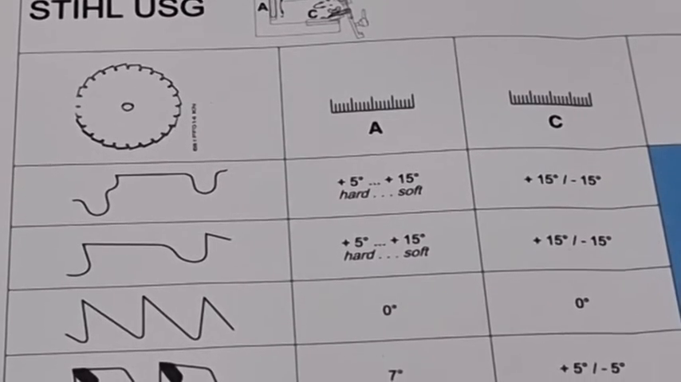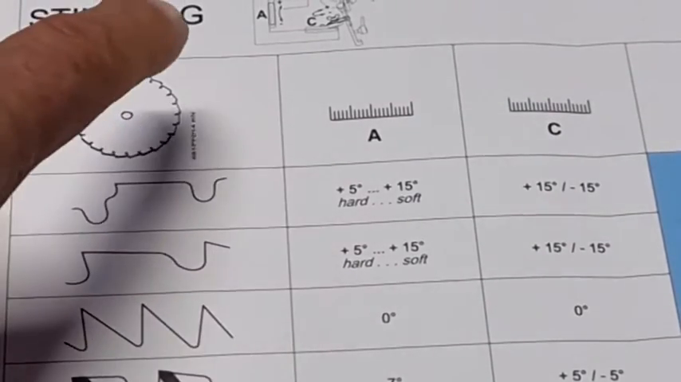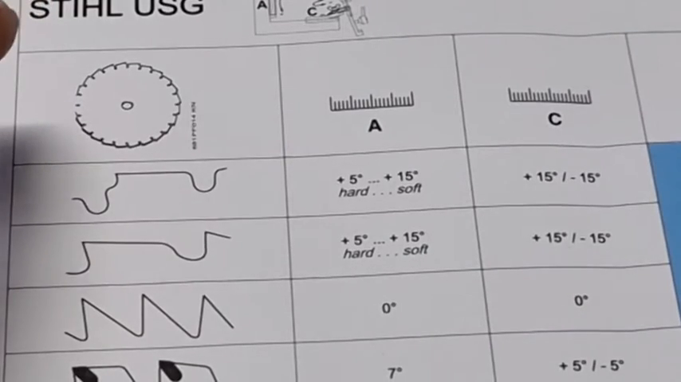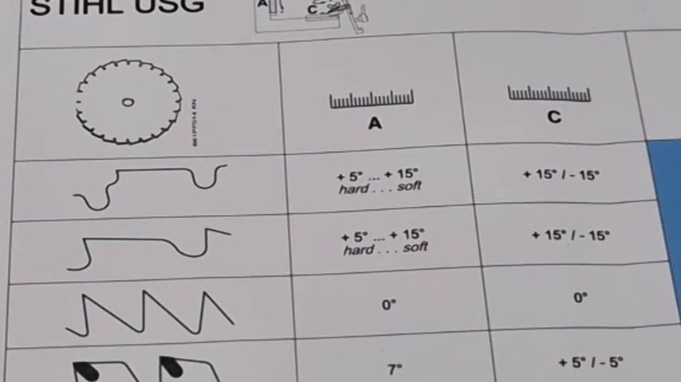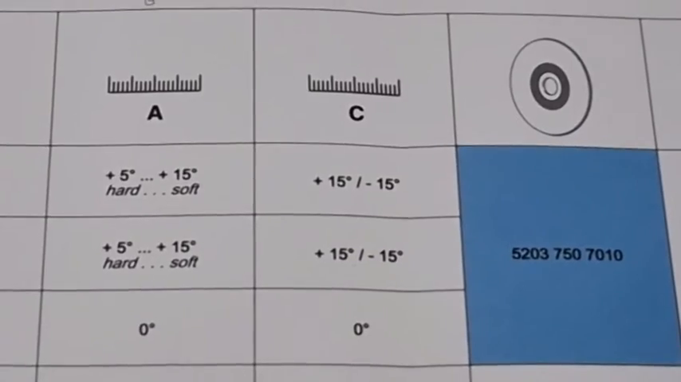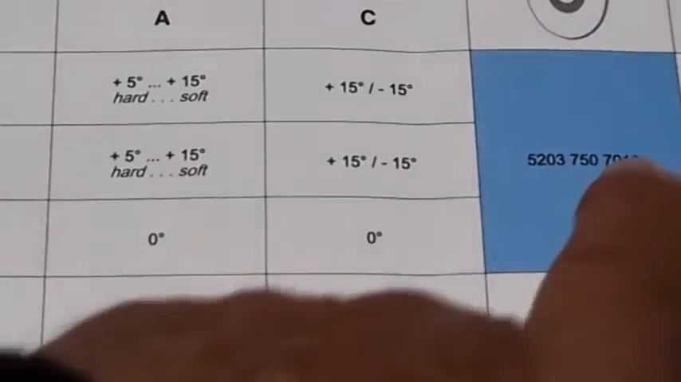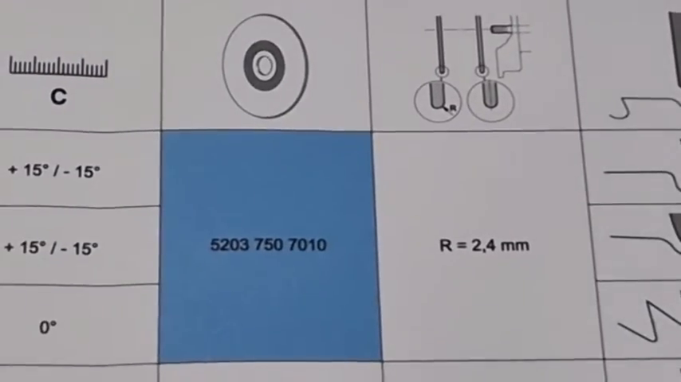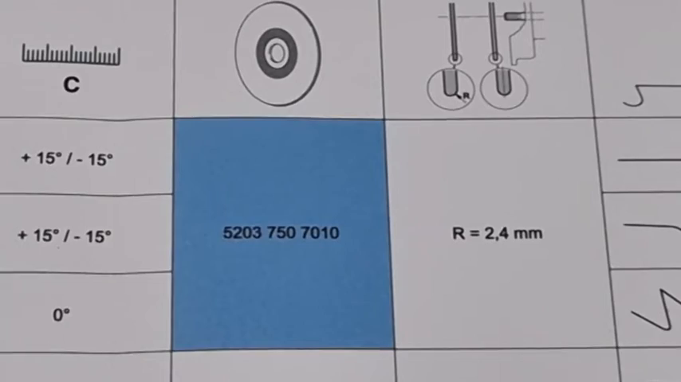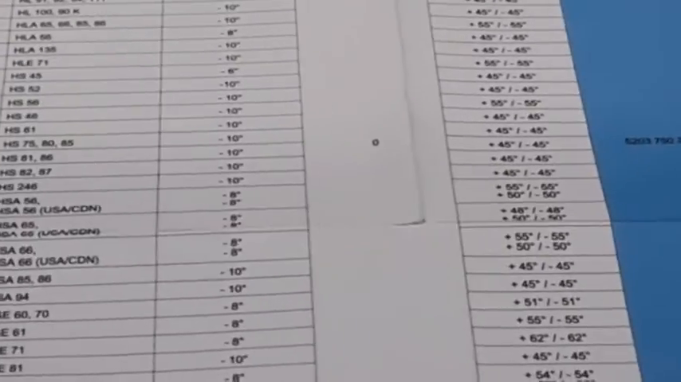The next thing is the Stihl USG for the circular saws. You've got the A scale, as you can see, it's got +5 for hard and +15 for soft. Obviously you would leave the B scale on 0. And the C scale, you've got some settings there too, plus or minus 15. And you've got the wheel they recommend, and the dressing of the wheel, 2.4 millimeter radius. And there's a little icon showing where the wheel sits in the tooth. All of that seems to be fairly straightforward.